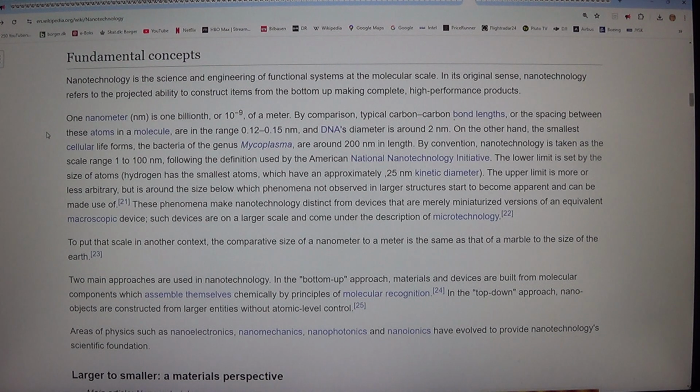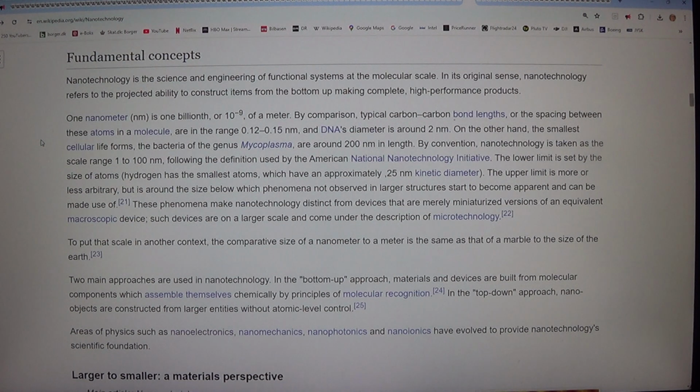On the other hand, the smallest cellular life forms, the bacteria of the genus Mycoplasma, are around 200 nm in length. By convention, nanotechnology is taken as the scale range 1 to 100 nm, following the definition used by the American National Nanotechnology Initiative. The lower limit is set by the size of atoms. Hydrogen has the smallest atoms, which have an approximately 0.25 nm kinetic diameter. The upper limit is more or less arbitrary, but is around the size below which phenomena not observed in larger structures start to become apparent and can be made use of.